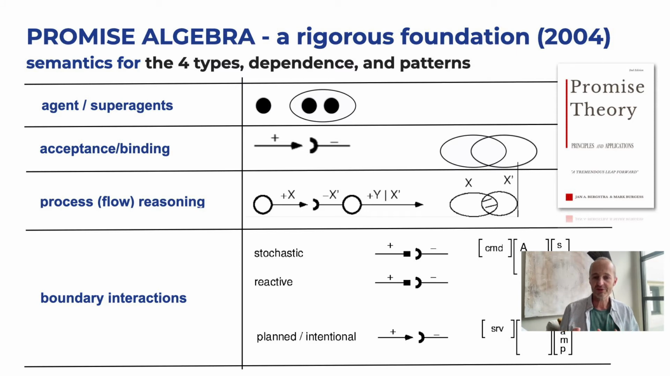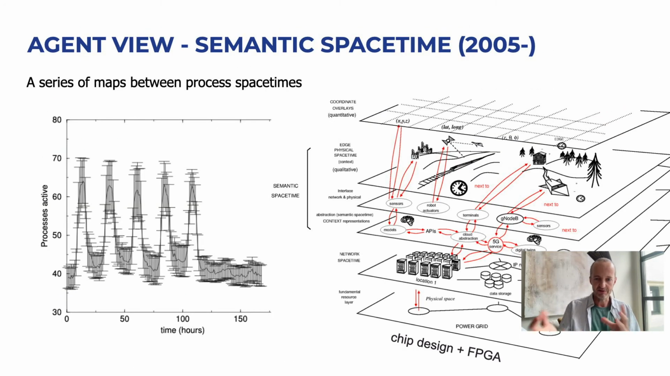So promises give us a form of modeling, which is a bit like differential equations, only for graphs, where we set boundary conditions or the dependencies between agents, and then we look at the patterns of interaction between them in order to describe the dynamics and the semantics.